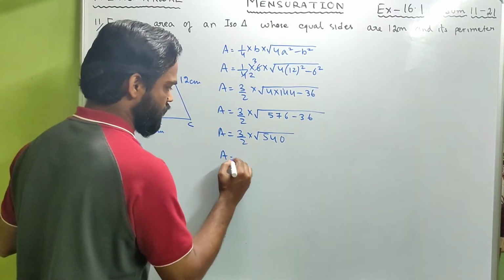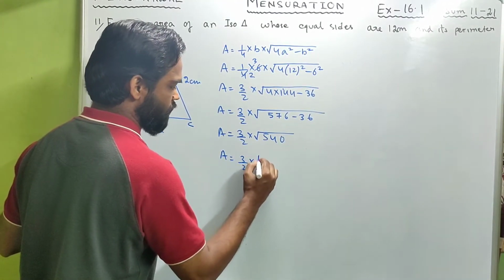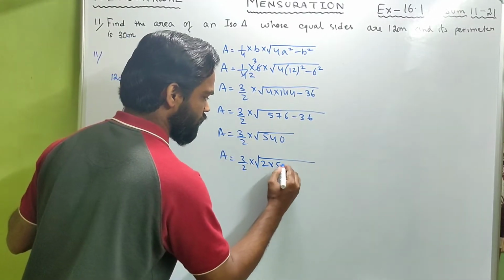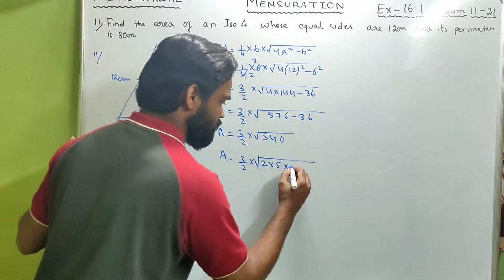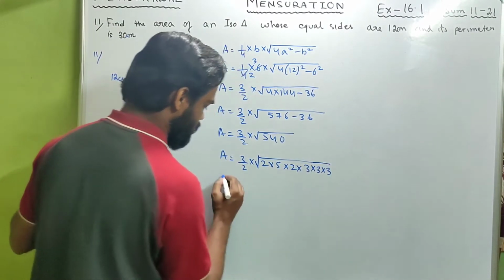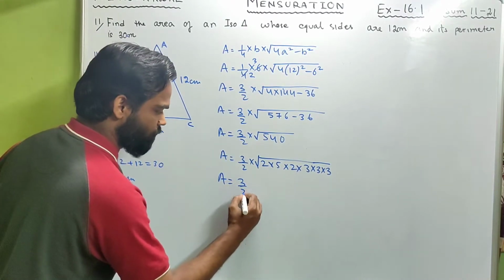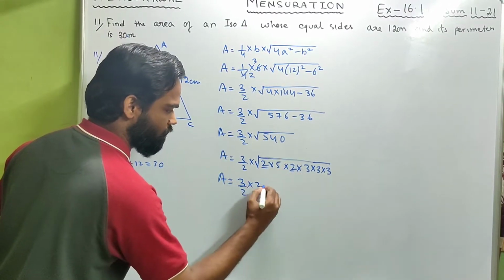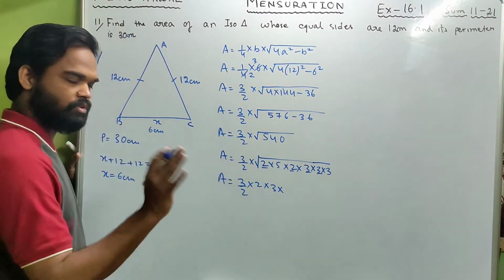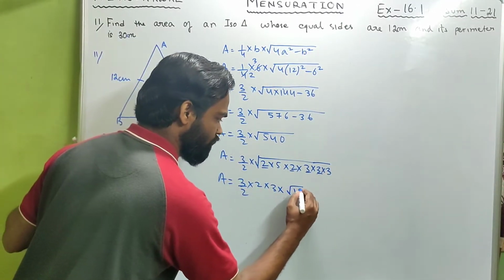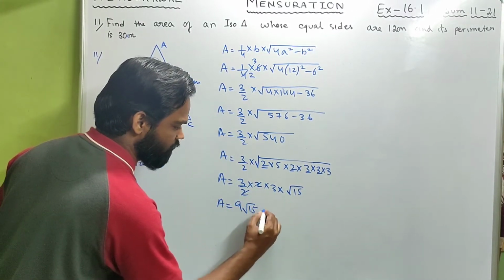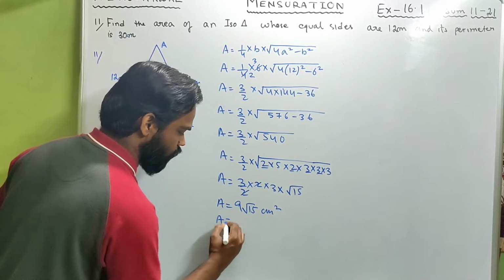Done. So area is 3 by 2 multiplied by root of 540, I'll find the prime factors. First of all 10, 2 5s are 10. Then 54, it's 2 into 27. 27 is 3 multiplied by 3 multiplied by 3. So area will be this 3 by 2. Whatever is in pair comes out. 5 and 3 don't have a pair, so they will remain inside. So that's root 15. So area is equal to 9 root 15 centimeter square.